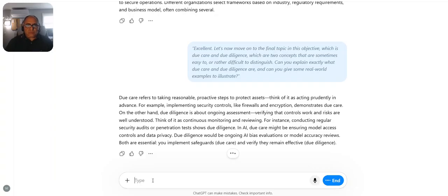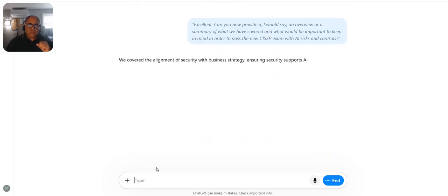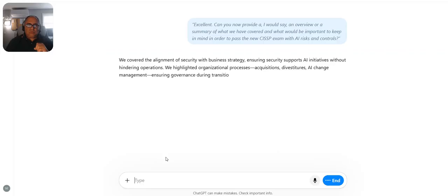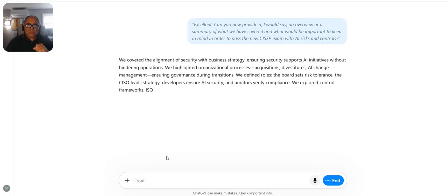We covered the alignment of security with business strategy, ensuring security supports AI initiatives without hindering operations. We highlighted organizational processes, acquisitions, divestitures, AI change management, ensuring governance during transitions. We defined roles. The board sets risk tolerance, the CISO leads strategy, developers ensure AI security, and auditors verify compliance. We explored control frameworks, ISO 27001, NIST, COBIT, and more, each aligning AI security practices.